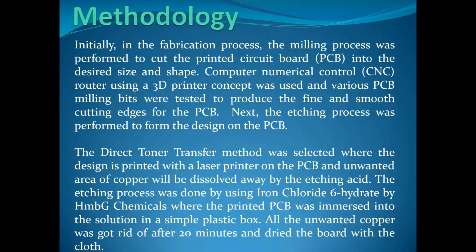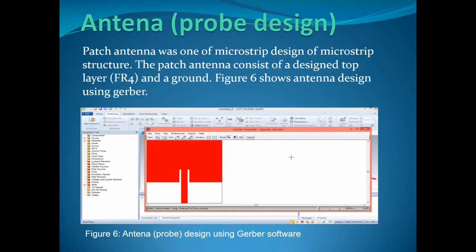Next, the etching process was performed to form the design of the PCB, and we are using the direct toner transfer method. This figure shows the antenna or probe design. Patch antenna was one of the microstrip structures. The patch antenna consists of a design top layer, FR4, and a ground. We are using Grabber software.